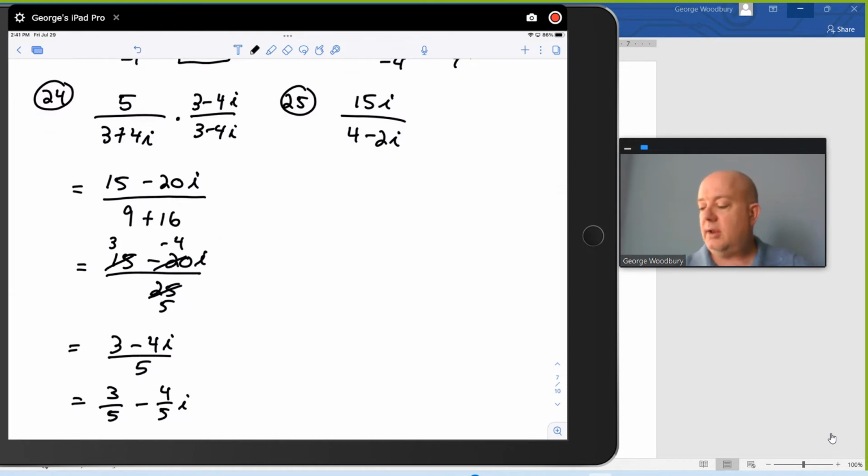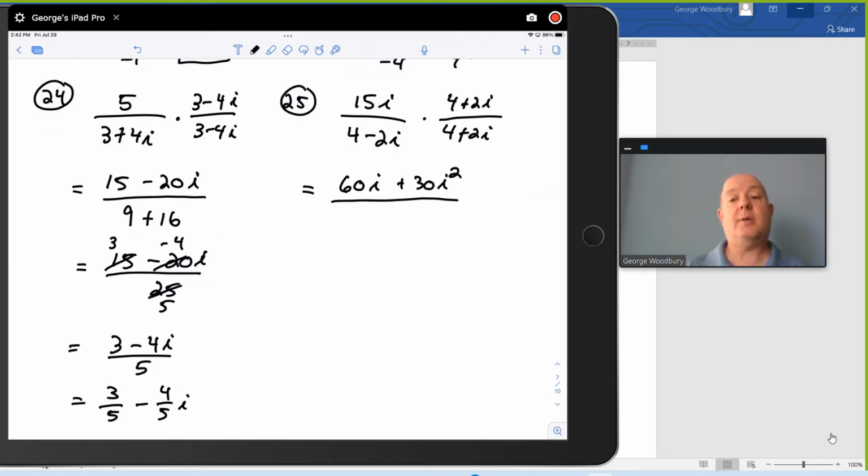We're going to multiply on the top and the bottom by 4 plus 2i, the conjugate of the denominator. Distribute on top. 15i times 4 is 60i. Plus 15i times 2i, that's plus 30i squared. In the denominator, those are conjugates, so we can multiply a times a, b times b. We've got 4 squared, or 16, plus 2 squared, or 4.